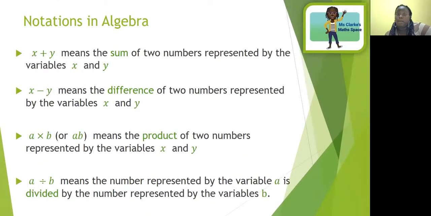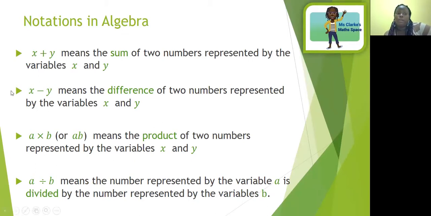X plus y means the sum of two numbers represented by the variables x and y. So these are two unknowns. We don't know what's the value of x, we don't know what's the value of y. So we call the unknown terms x and y. And if we add them or find the sum, we put a plus sign between them. And knowing these things is important when CSEC would ask you to convert worded questions into figures and letters and algebraic expressions, right?